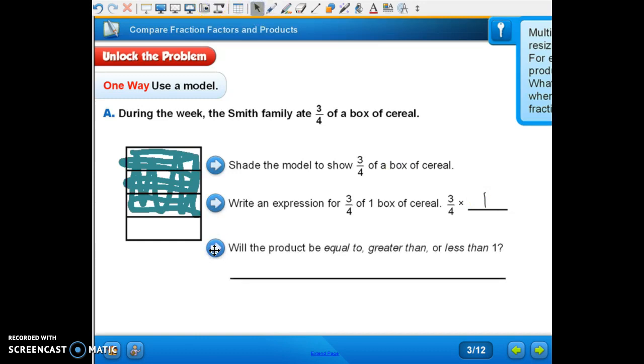Will the product be equal to, greater than, or less than 1? What is the identity property of multiplication? Any number multiplied by 1 is that number. So, what are we going to put here? Less than 1. Because why? Because 3/4 times 1 equals 3/4, which is 1/4 away from 1. Very good. Less than 1.